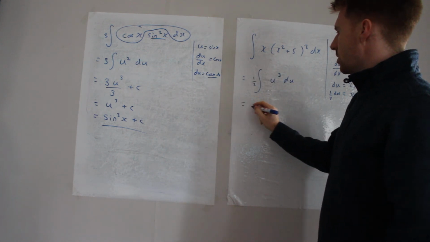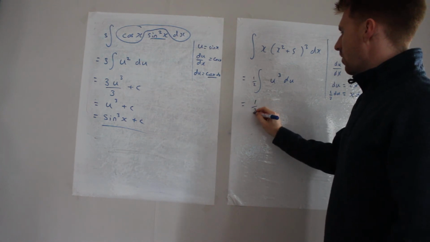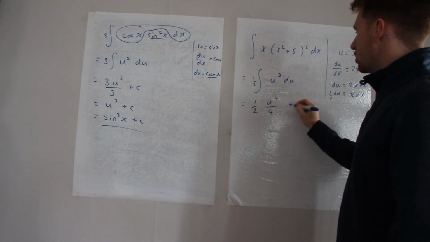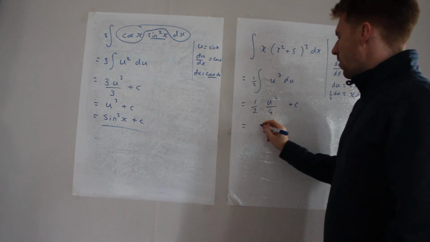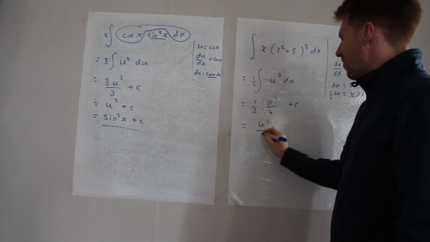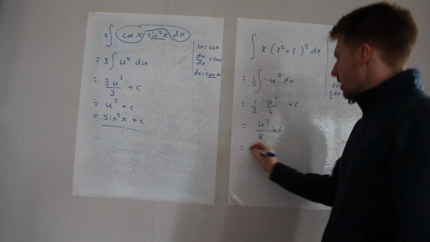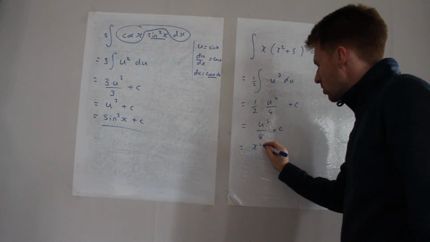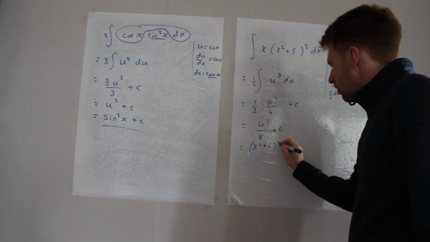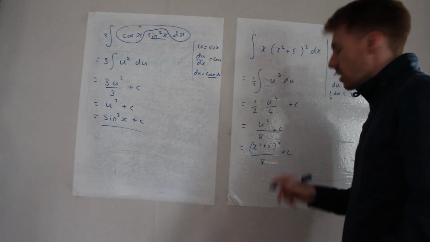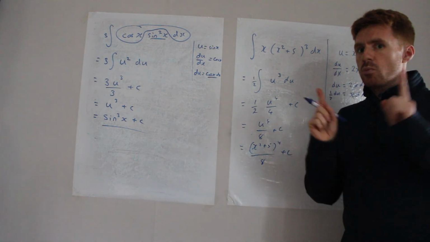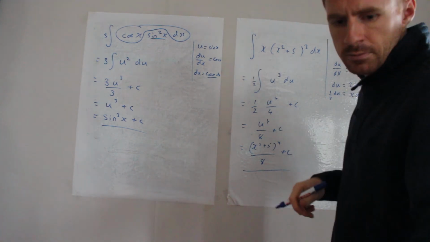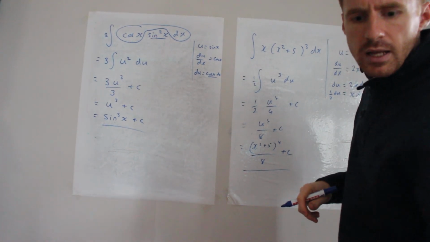Okay, very similar to what I had before. When I integrate this, I'm going to have a half of u to the 4 over 4 plus c. Multiplying in the fraction, I'm going to have u to the 4 over 8 plus c. And then going back to what u is, x squared plus 5, I'm going to have x squared plus 5 all to the 4, over 8, plus c. You do not need to expand the brackets. Okay, and there we have it. So, that's example 9.